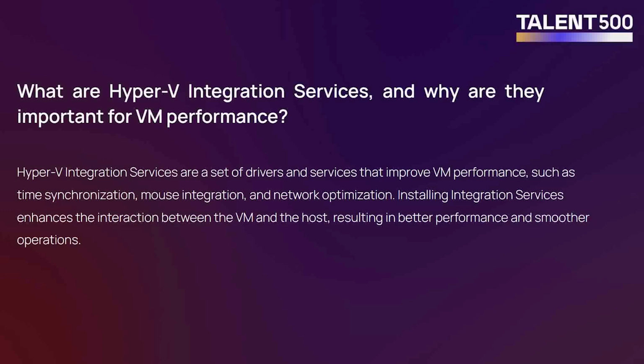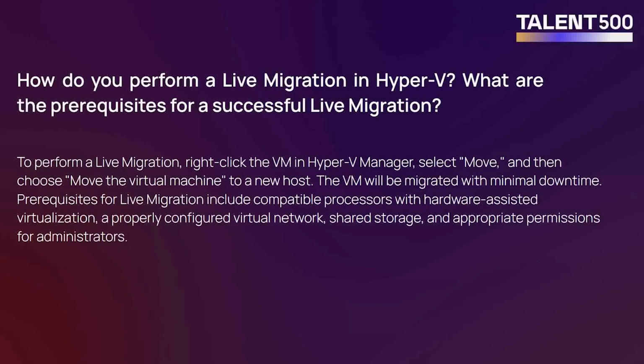Okay, let's move on to our next question, which is, how do you perform a live migration in Hyper-V? What are the prerequisites for a successful live migration? Now, to perform a live migration, these are the steps you have to follow. You have to explain: right click on the VM in Hyper-V manager, select move, and then choose to move the virtual machine to a new host. The VM will be migrated with minimal downtime.